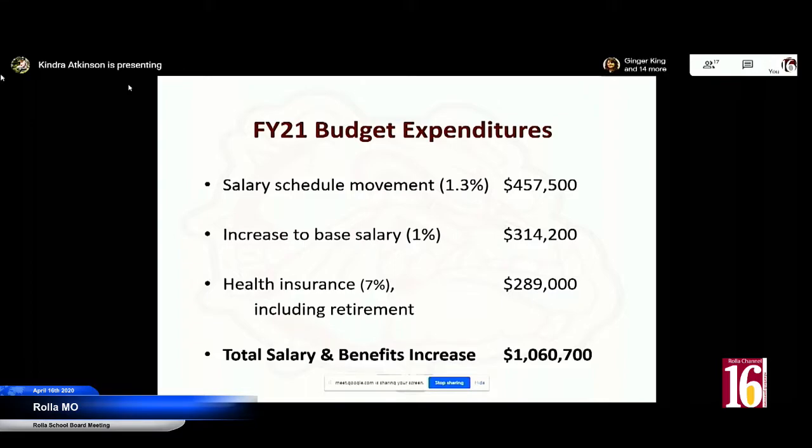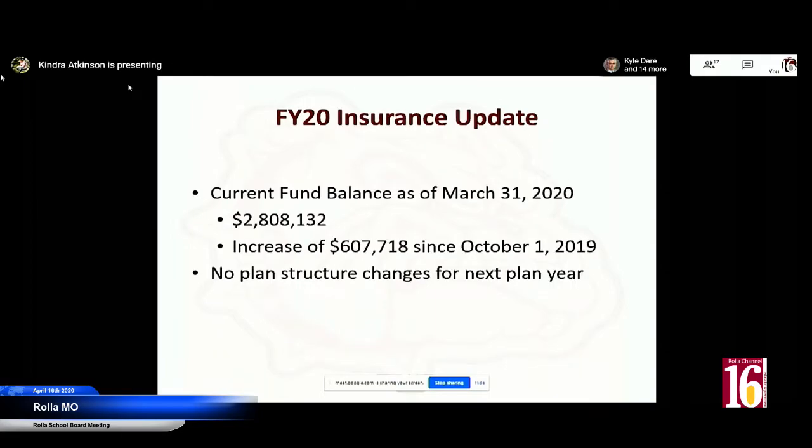We're hoping for the insurance that we can do an actual increase of only 3 to 5%. We won't have more data until August when we make that decision. The plan year starts October 1st. For budgeting purposes, I would like to keep that increase at 7%. We still have another few months of data to gather. Our fund balances, which I'll get to in just a moment, have increased $607,000 since October 1st. So we're not wanting to make any structural changes to our plans for next year. Our fund is in good shape.